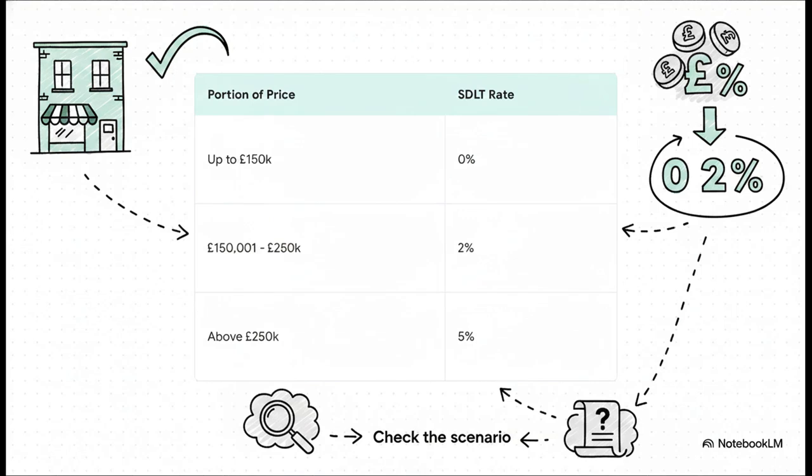Let's look at commercial real estate. If a property has even a tiny commercial element, say a retail shop, with a residential flat situated right above it, it's classed as mixed use. This is highly beneficial for the taxpayer because you get to use these significantly lower non-residential slice rates. We're talking 0% up to £150,000, 2% up to £250,000, and capping out at a maximum of just 5% above £250,000. Always check the exam scenario for mixed-use elements.